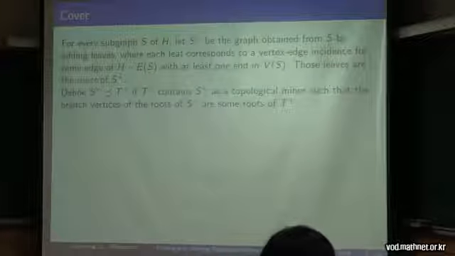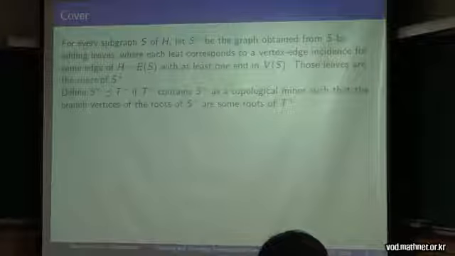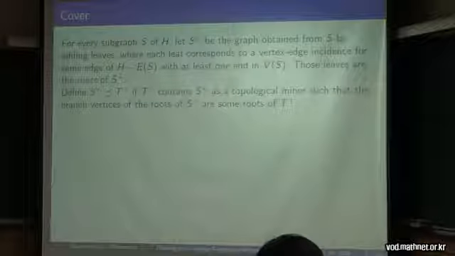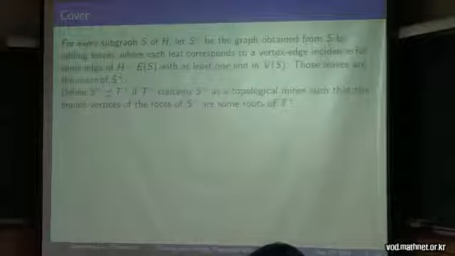Now I want to compare 2 rooted graphs. I say S plus is less than or equal to T plus if T plus contains S plus as a topological minor, and the branch vertices of the roots of S plus should also be roots of T plus. So roots should map to roots.